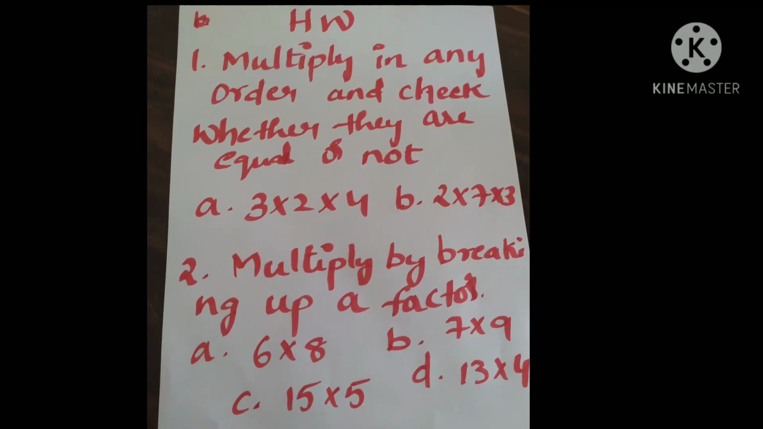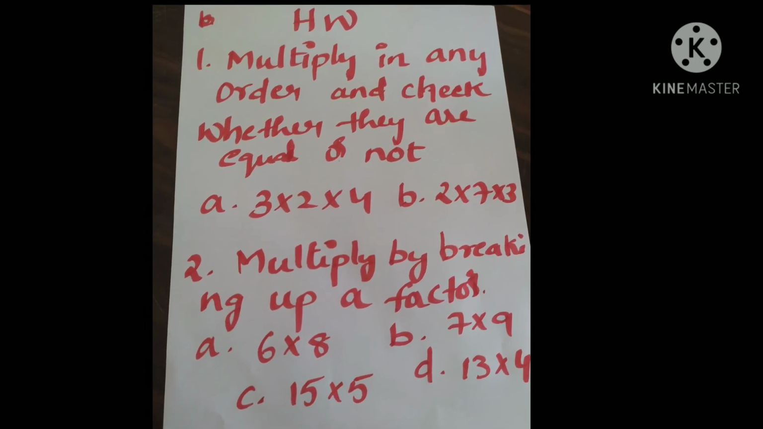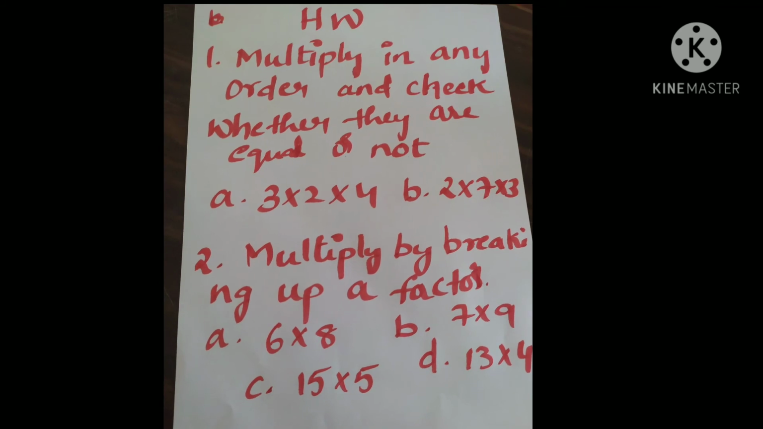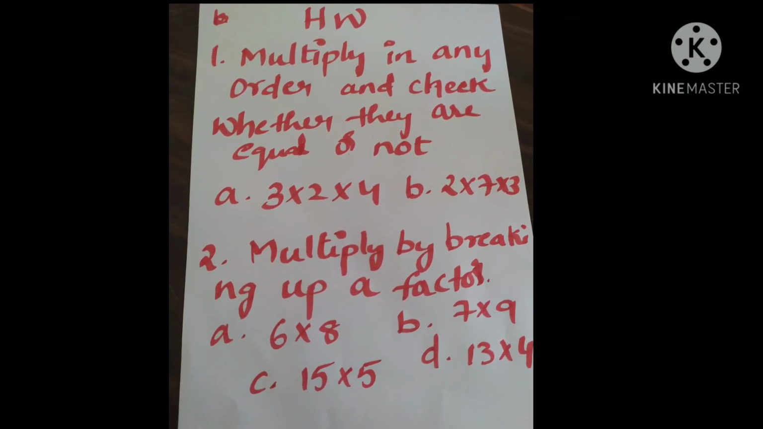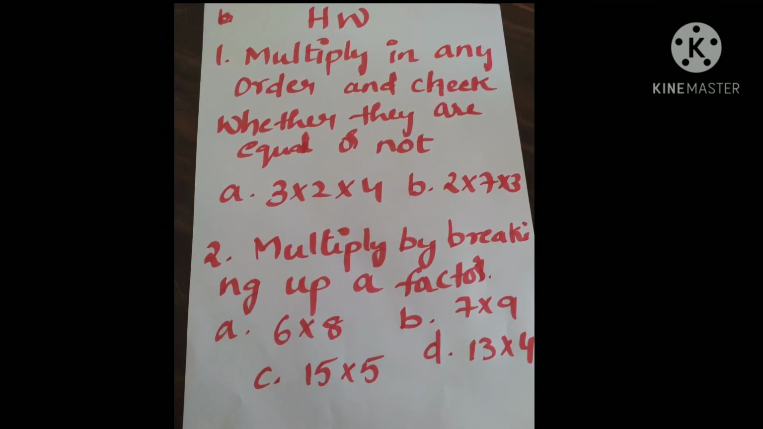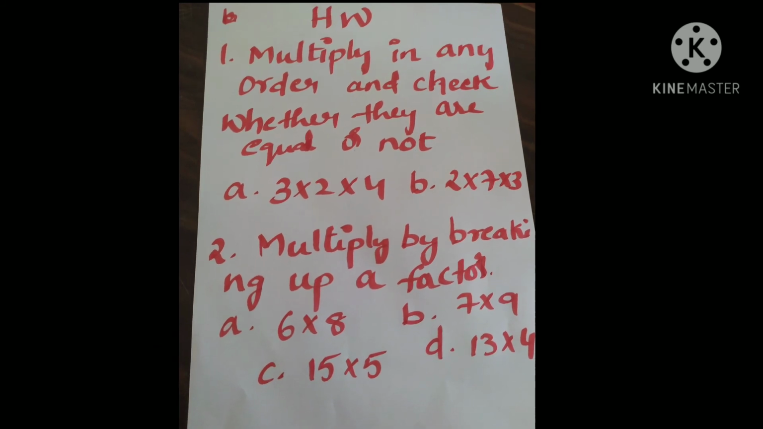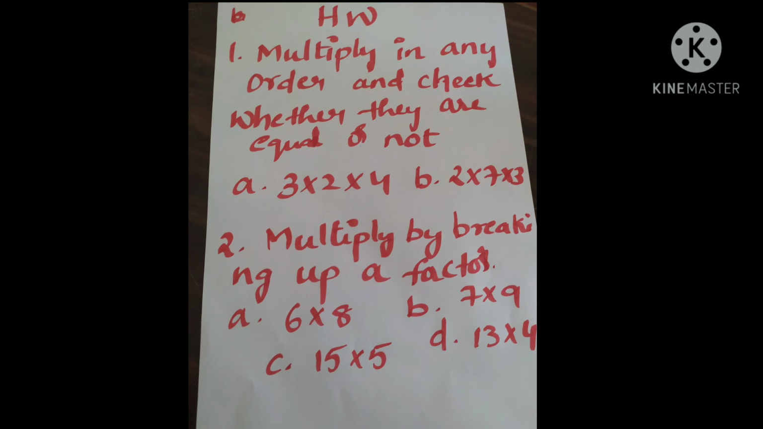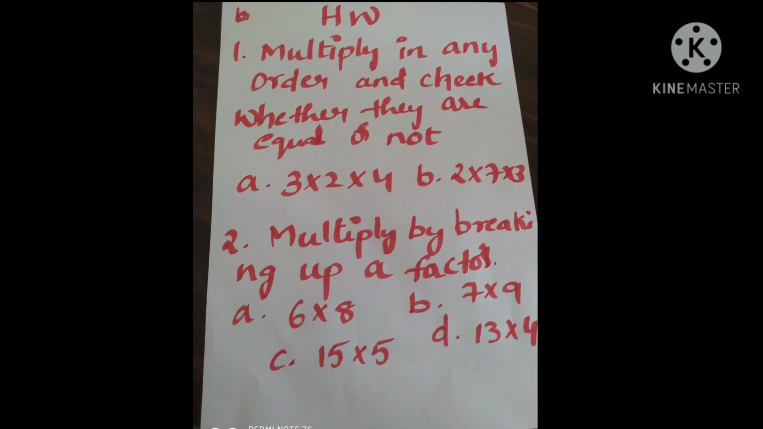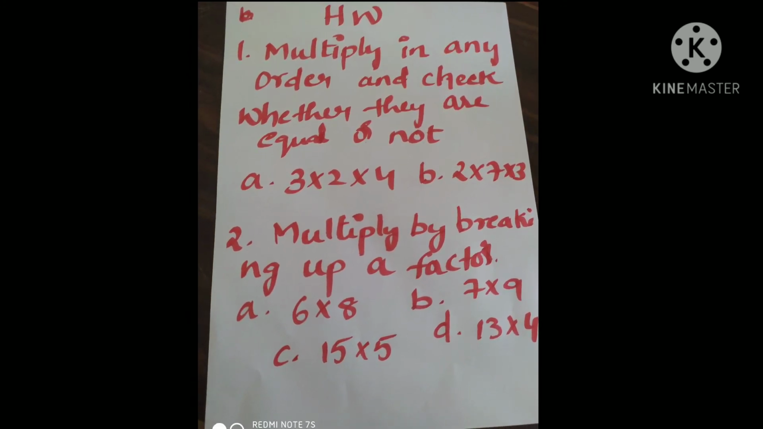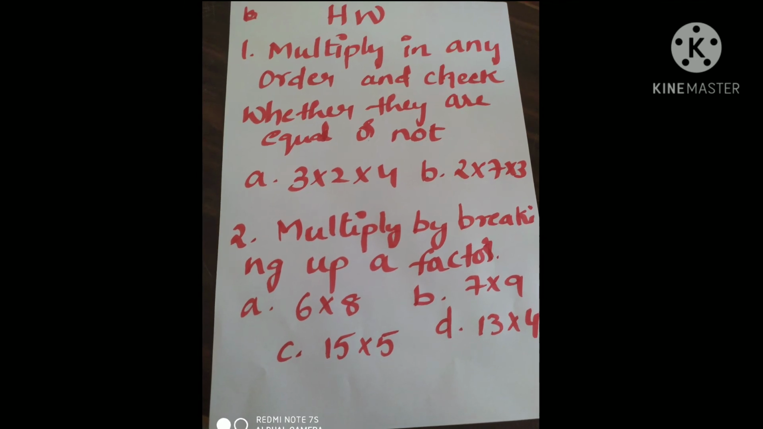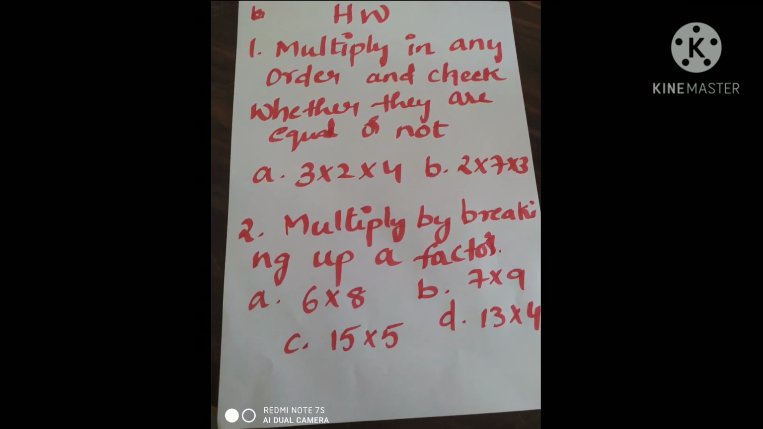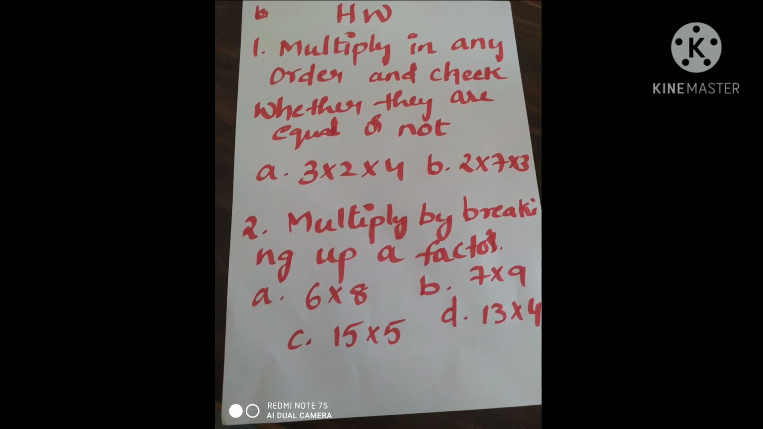Today's homework is to multiply the given numbers in A and B in any order and check whether they are equal or not. Second question is to multiply the given numbers A, B, C and D by breaking up a factor, at least one factor, in the multiplication. And this is the homework for today.